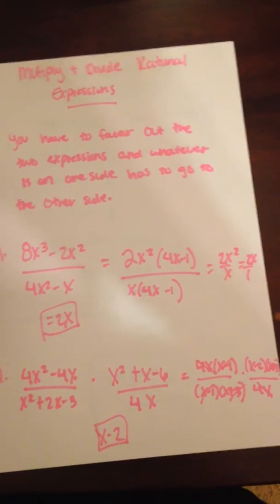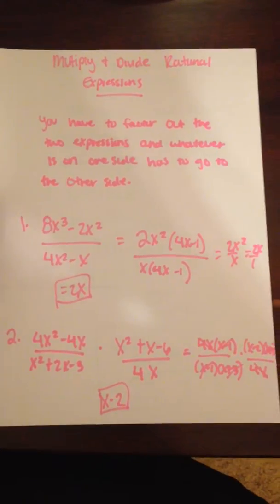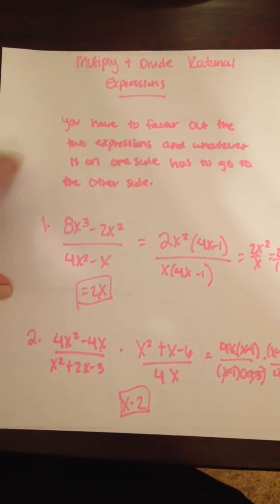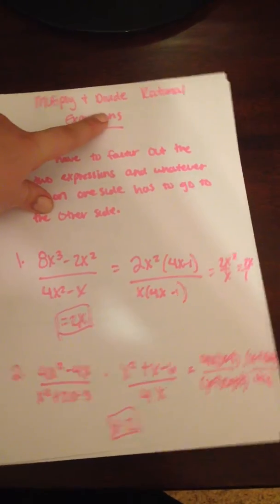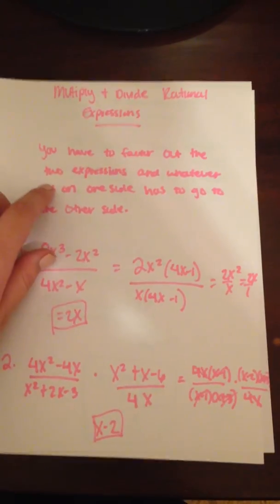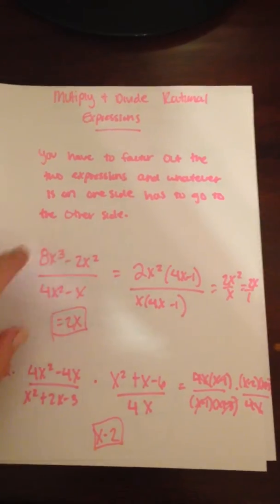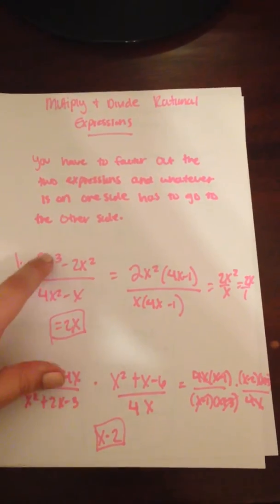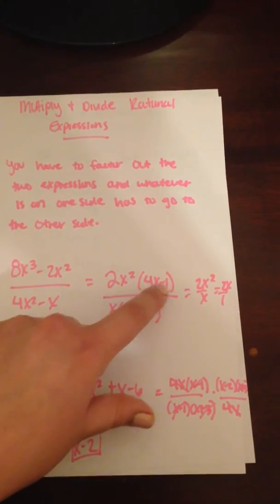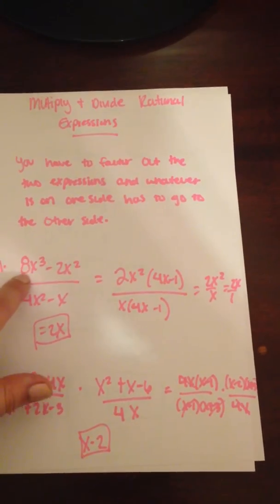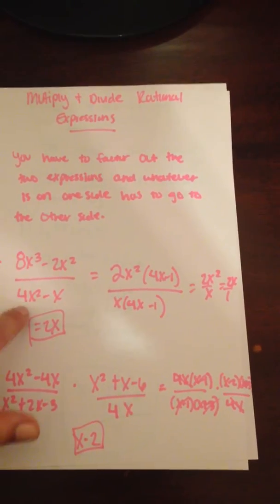The next problem was really difficult for me, and I was constantly looking at notes, so hopefully this will help you guys out a little bit. It's multiplying and dividing rational expressions. You have to factor out the two expressions. Whenever it is on one side, it has to go on the other side. So when you factor out these two expressions right here, you get 2x squared times 4x minus 1. That goes to the top expression. And x times 4x minus 1 goes to the bottom expression.